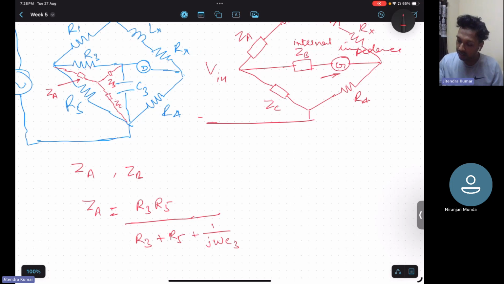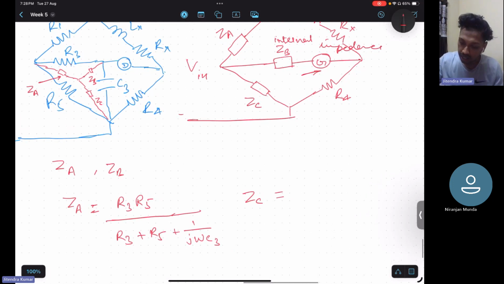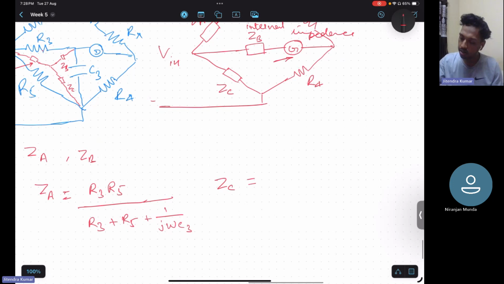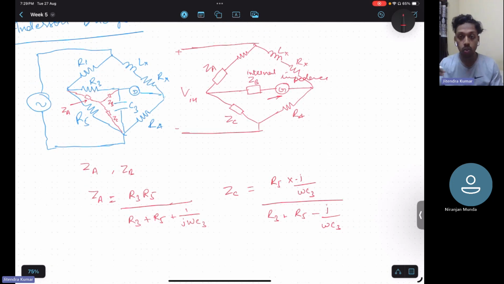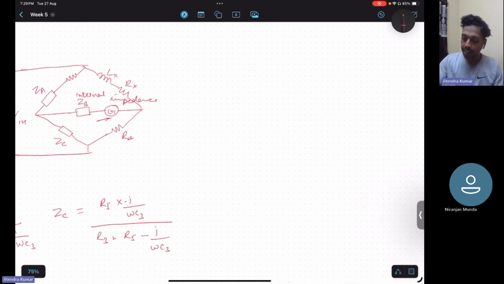Now we need to find the value of ZC. ZC will be again R5 and C3, connected across R5 and C3. So R5 into (1 minus j by omega C3), we can write like that, divided by R3 plus R5 minus j by omega C3. Okay, this much is the value of ZA and ZC. Now, because we want to find the value of Lx and Rx, we can write Zx into ZC is equal to R4 into ZA.